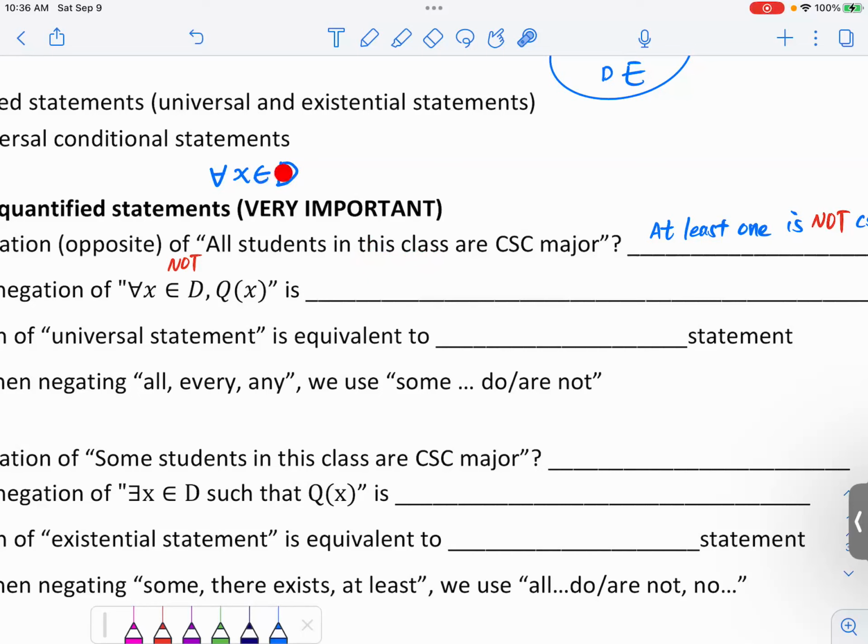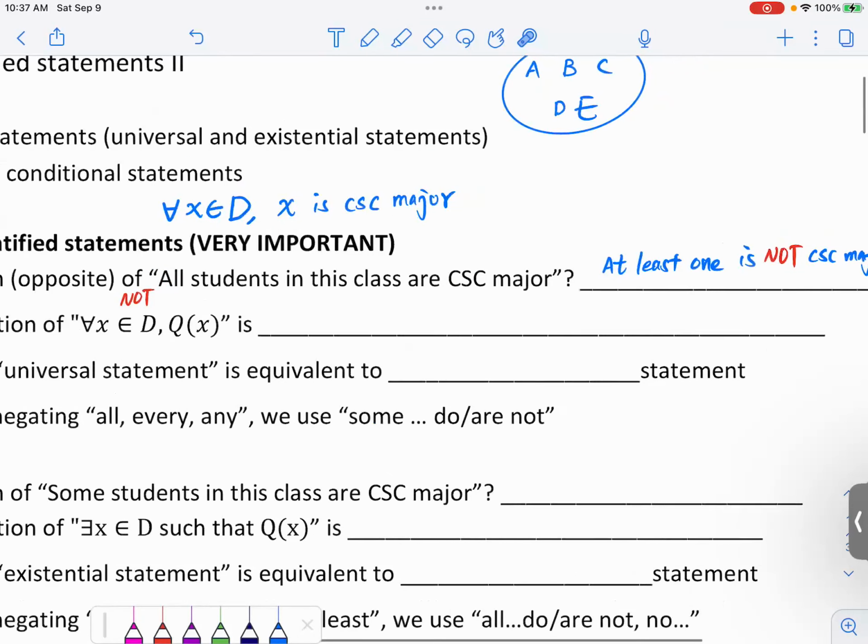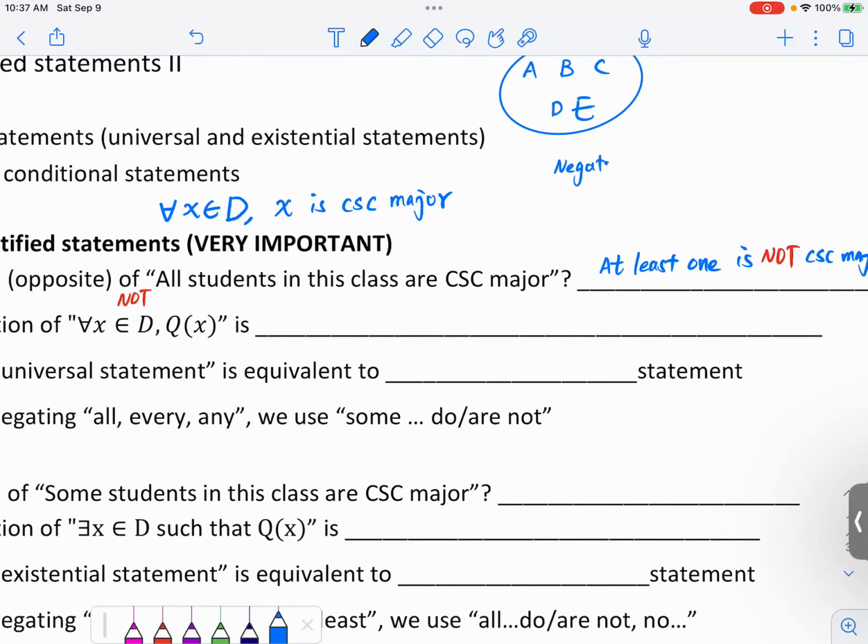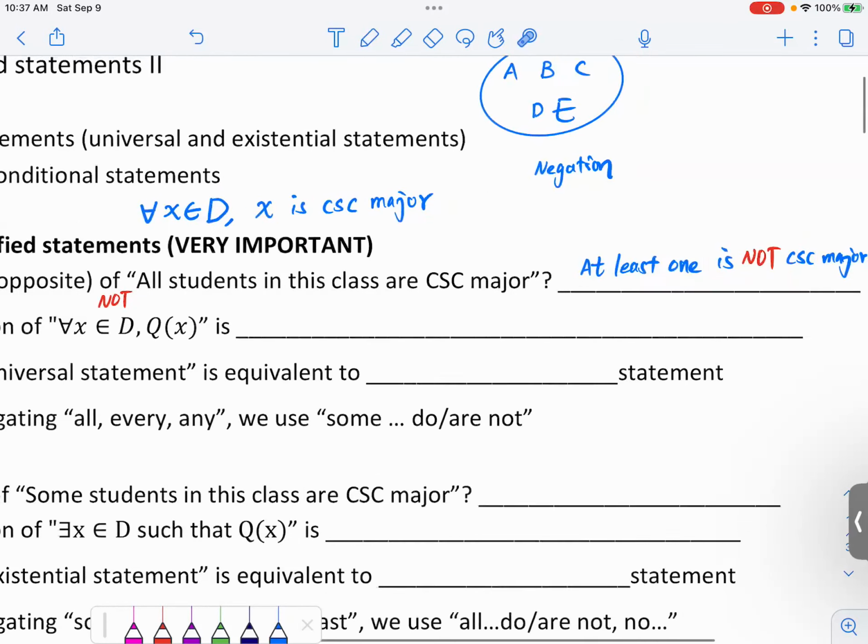And sometimes if this is clear enough, we just skip this set when there's no misunderstanding, right? So let's continue. The statement is x is a computer science major. That will be our predicate: x is a CSC major. So that's the symbolic form of this universal statement after we introduce the variable. Now, its negation is right here.